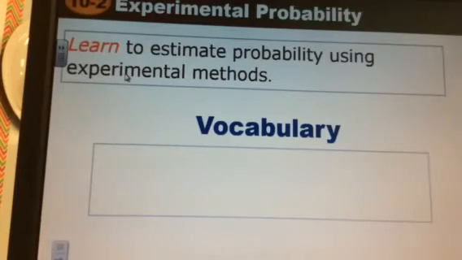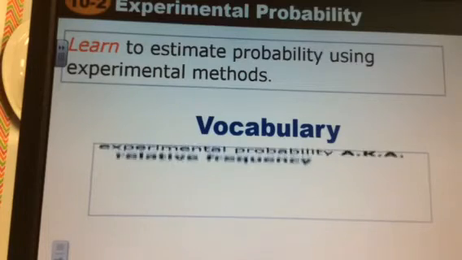Today we're going to look at experimental probability, and so our goal is to learn to estimate probability using experimental methods. Now, when we talk about experimental probability, just so you know, there is a term that is a little bit newer, I guess. It's the one that's now on our new standards. It's the same thing, it's just we call it relative frequency. So experimental probability and relative frequency we can use interchangeably.